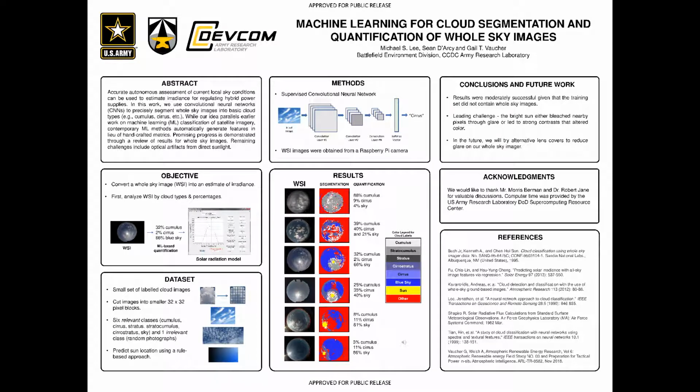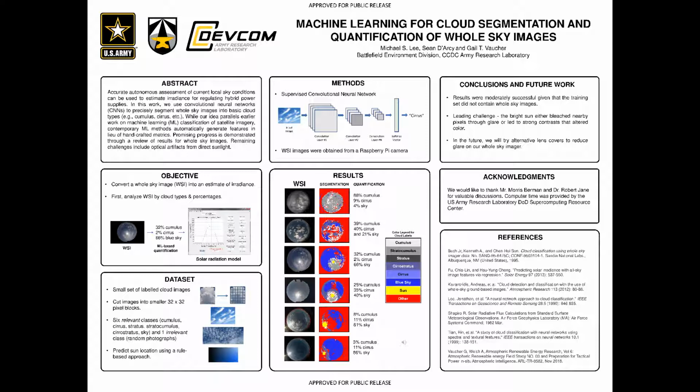Accurate autonomous assessment of current local sky conditions can be used to estimate solar irradiance for regulating hybrid power supplies. In this work, we use convolutional neural networks to precisely segment whole sky images into basic cloud types. While our idea parallels earlier work on machine learning classification of satellite imagery, contemporary machine learning methods automatically generate features in lieu of handcrafted metrics.